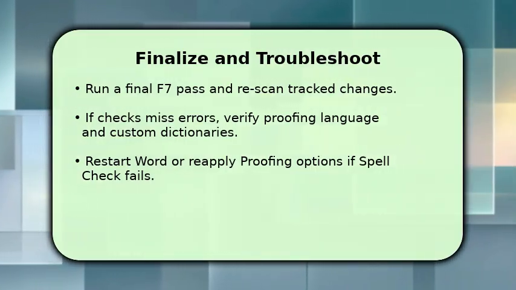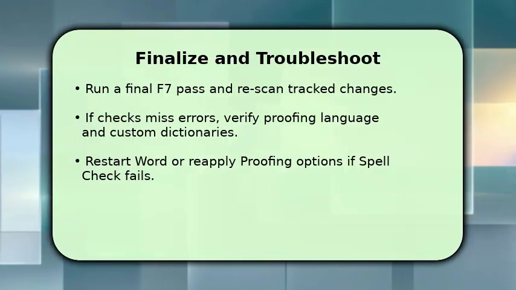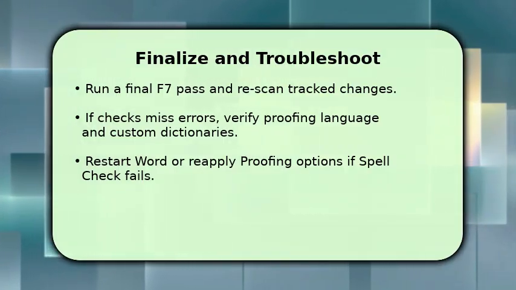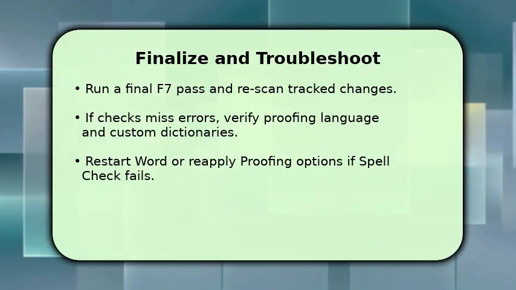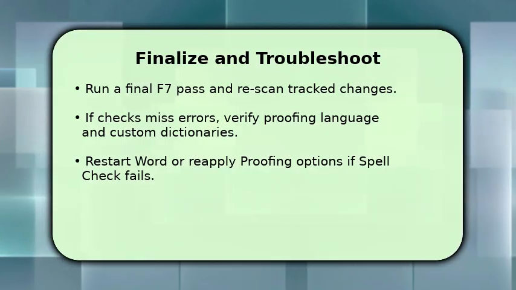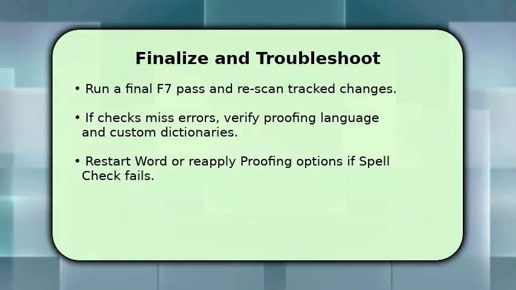Regional settings affect suggestions. If spell check doesn't start, restart Word, disable and re-enable proofing options, or repair Office installation as a last resort. This resolves most faults and gets you back to accurate, consistent spelling and grammar quickly.